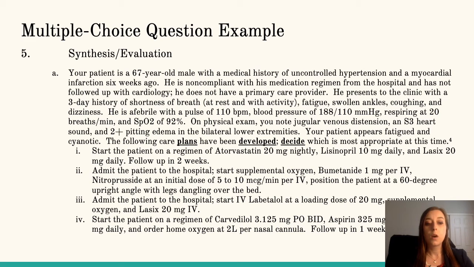So number 1, do we, outpatient, start the patient on a regimen of atorvastatin 20 milligrams nightly, lisinopril 10 milligrams daily, and Lasix 20 milligrams daily, follow up in 2 weeks? Number 2, do we admit the patient to the hospital, start supplemental oxygen, bumetanide 1 milligram per IV, nitroprusside, and an initial dose of 5 to 10 micrograms a minute per IV, position the patient at a 60-degree upright angle with the legs dangling over the bed?